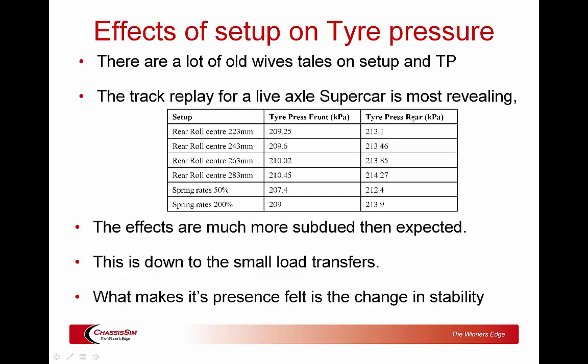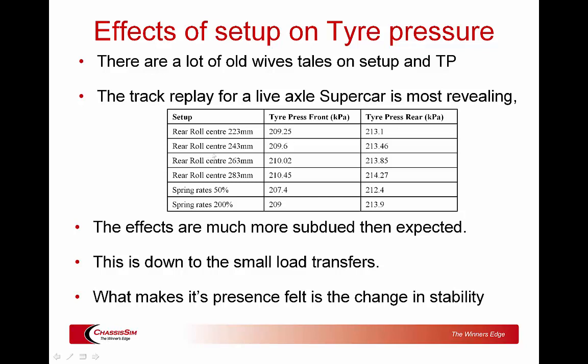But take a look at these numbers in kilopascals. We started on 213.1. We landed at 214.27. So here was an increase of only about 1.2. Here was a delta of 1.2 kilopascals, or a delta of about 0.2 to 0.3 of a psi.